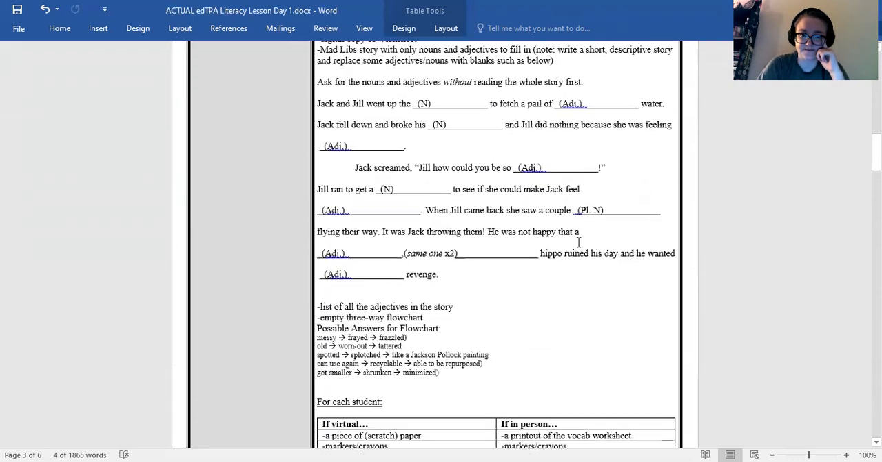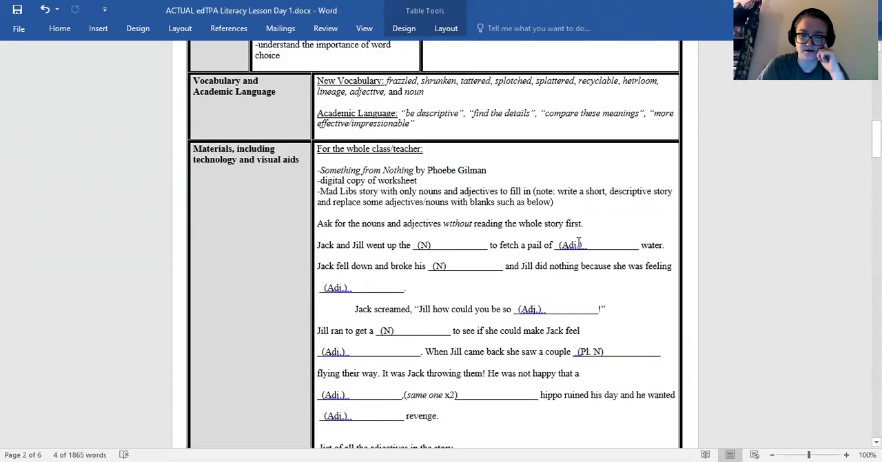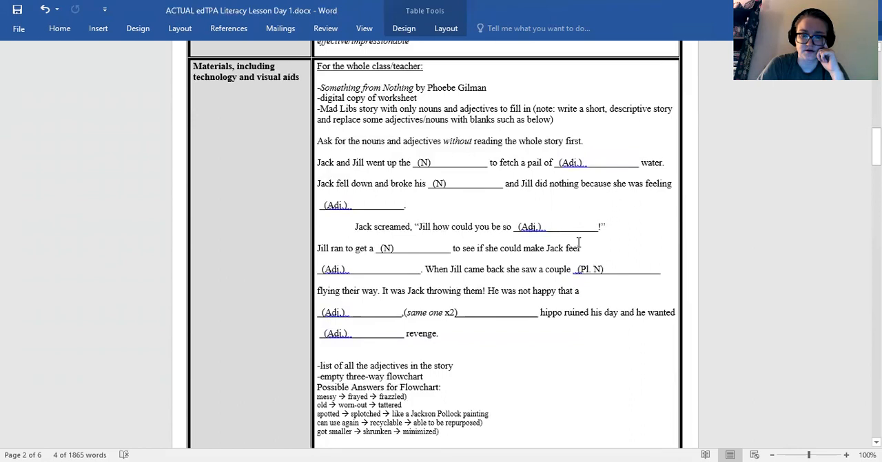Did I put my slides in the materials? Oh, here it is. You'll see the slides. I'm going to show you the materials as I use them.